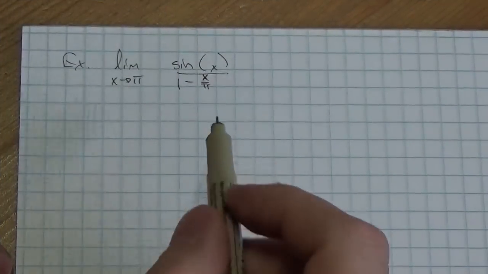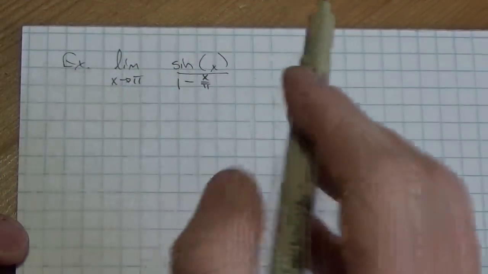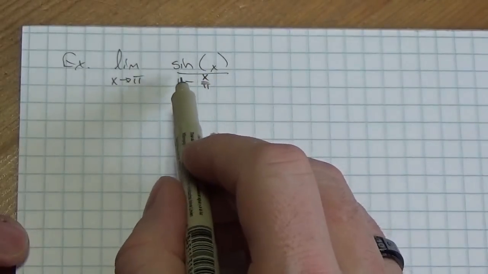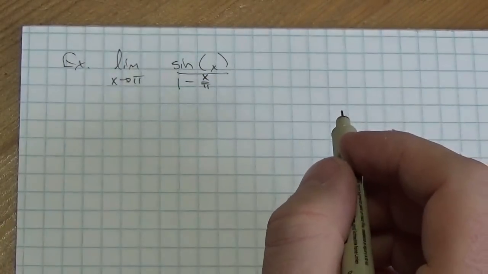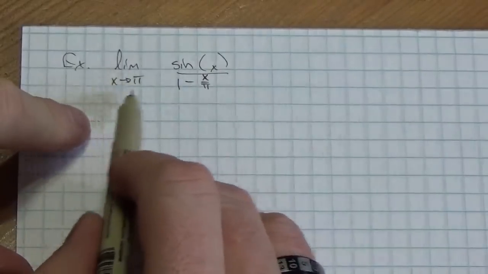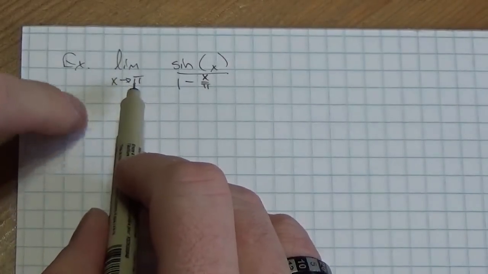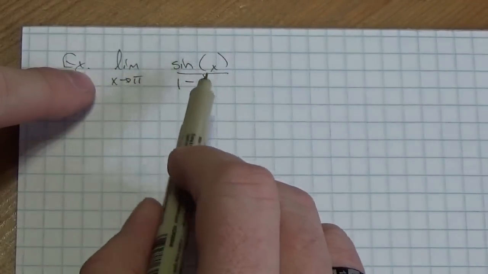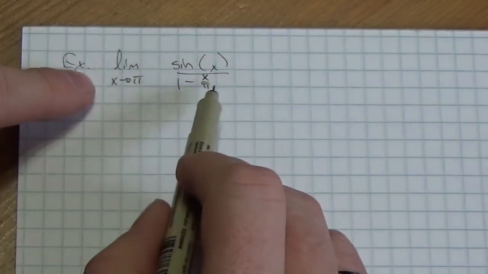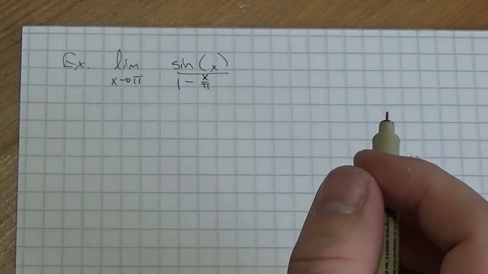Okay, so in this question we're going to take the limit as x approaches pi of the sine of x over 1 minus x over pi. Now notice that we are not approaching 0 here. But if you plug in pi into the numerator and denominator, you're going to get 0 over 0. So you are going to get an indeterminate form.